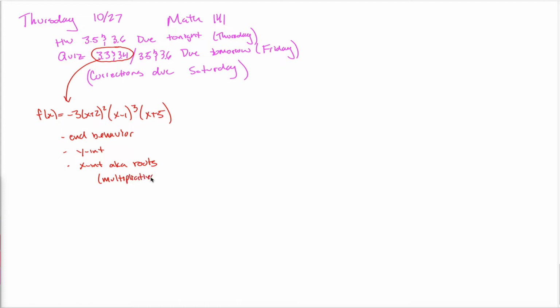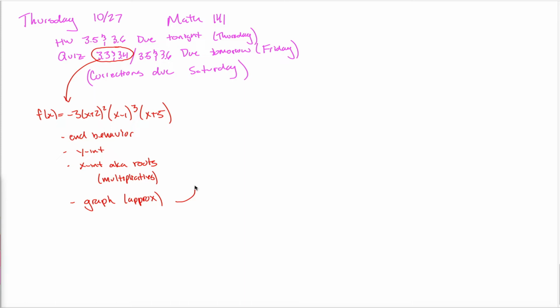So lots of vocabulary being thrown around. Make sure you understand what all that means. And then after answering all of these questions, well, you might as well graph the thing, right? So you sketch an approximate graph. And when I say approximate, I just mean make sure you capture all these ideas in here. So this is what I'm going to ask you to do on the quiz from 3.3 and 3.4.